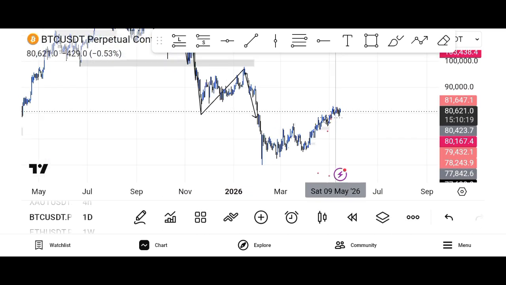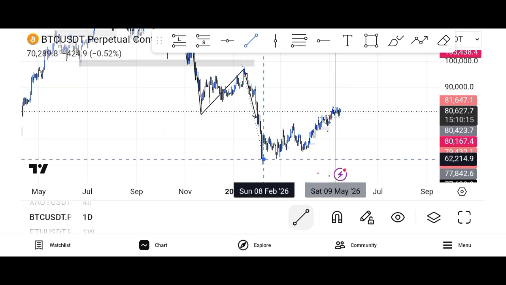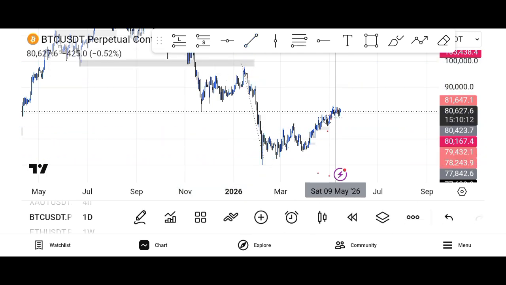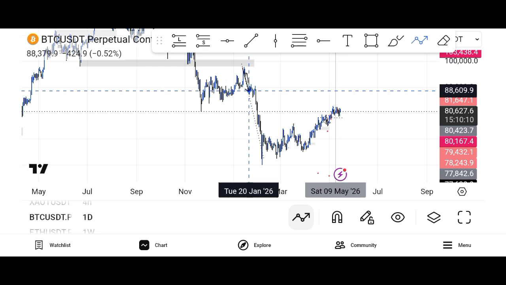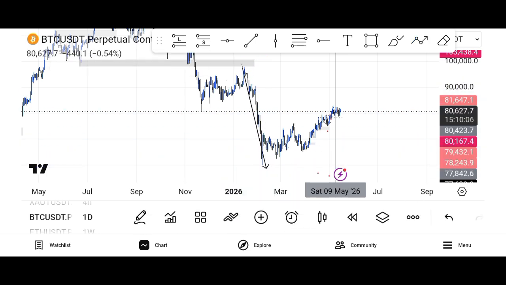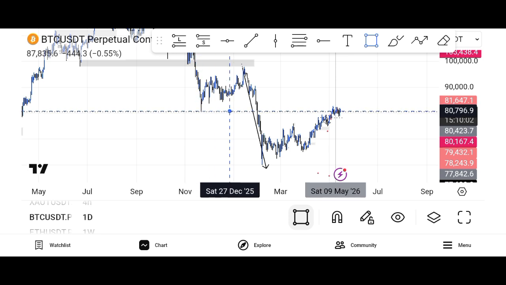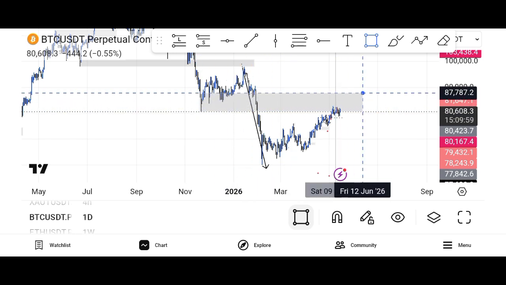So now if you see, what do we have again? At this point the market gave us an expansion again all the way down. From this point we have this very big expansion all the way down, and this zone here we could consider as another point of interest in the market.